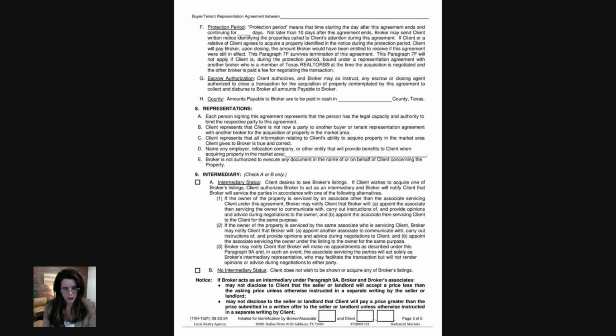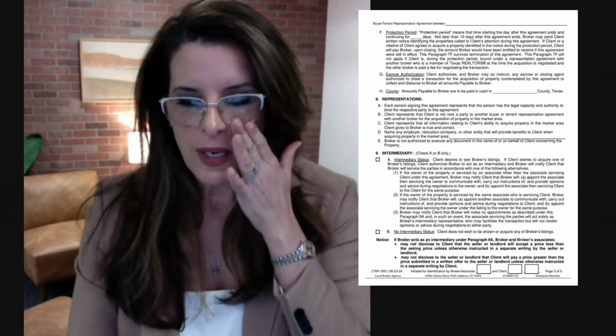Then we go into representation. By each person signing this agreement, they are saying that they're legally capable of signing this agreement and authorizing it for the respective party. You cannot have the husband sign this agreement, yet the wife is the one purchasing the property. You cannot have the son sign an agreement, yet the dad is the one purchasing the property. Be very clear with that.